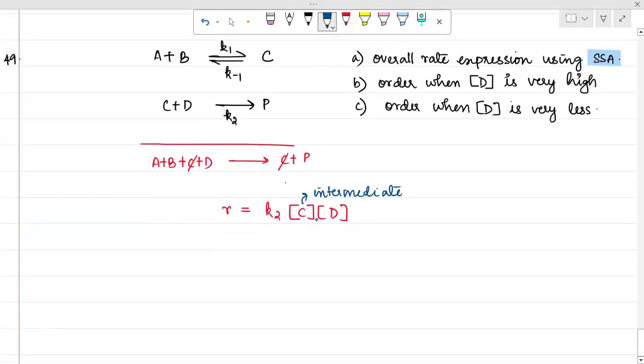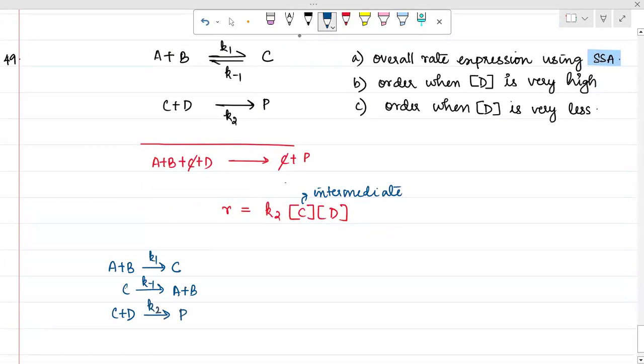Understand that there are 3 steps, not 2. There are 3 steps. What are the steps? A plus B giving C, reversible, which happens with K1. The reverse, C giving A plus B, which is K inverse. And the last step, C plus D giving P, which happens with K2.